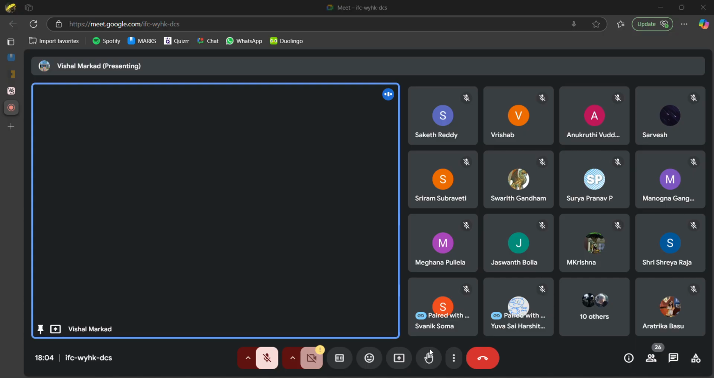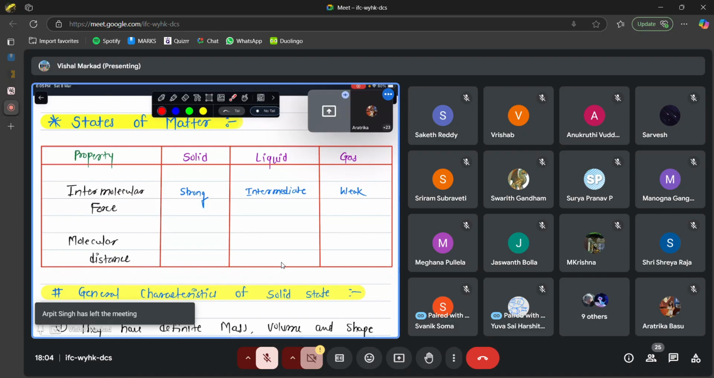This is how we can classify solid, liquid, gas on the basis of intermolecular force. We can also classify them on the basis of molecular distance. Can you tell me where the molecular distance will be more? Gas, more molecular distance, or I can say long. Where will it be very less? And in the case of liquid, I can say intermediate, between less and more, right? So this is how we can classify solid, liquid, and gas.